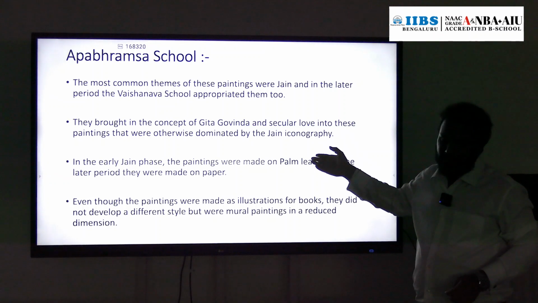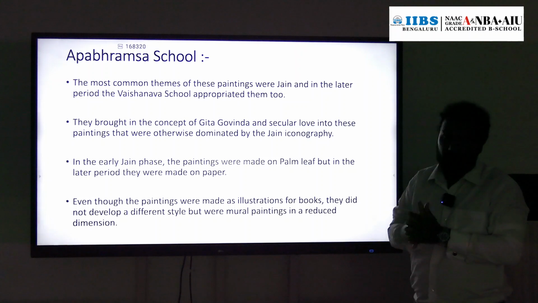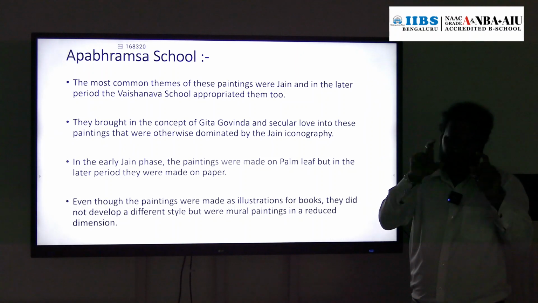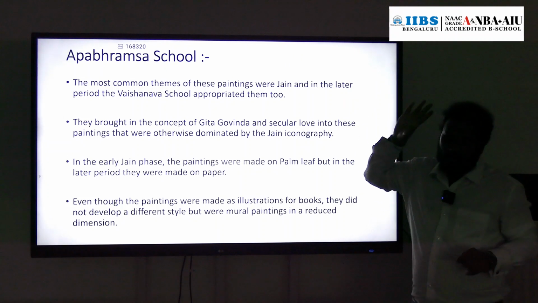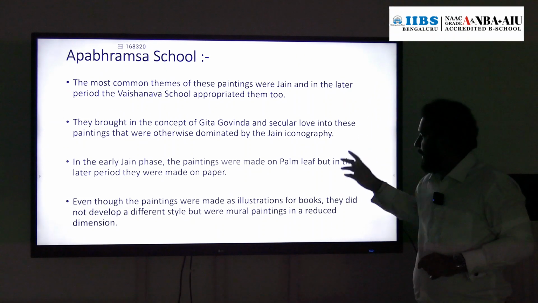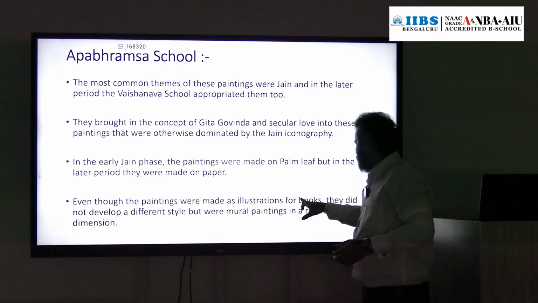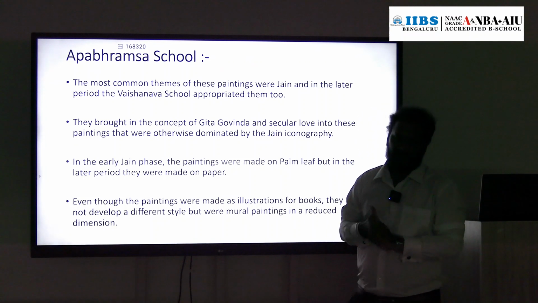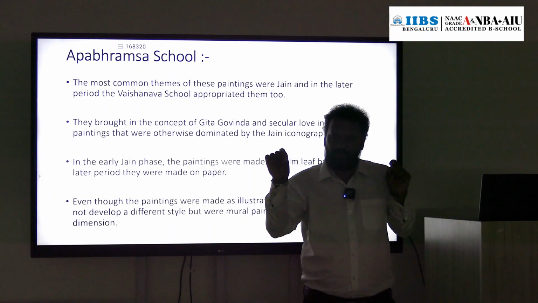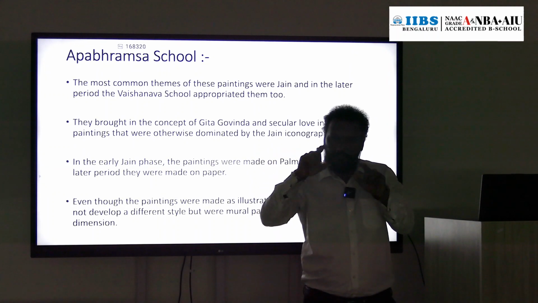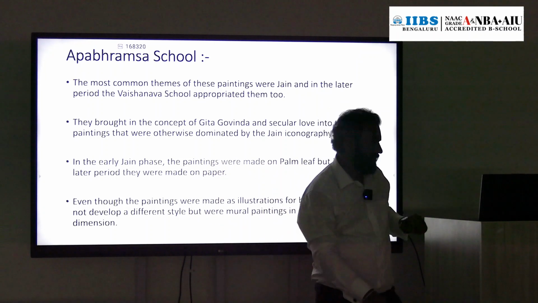Early paintings of this school were painted on palm leaf, but later, when the influence of Vaishnavism started, this school of painting was painted on paper. So it is like an illustration for books. In a book, we have some script and one painting that is a description of that script. Same like that here.